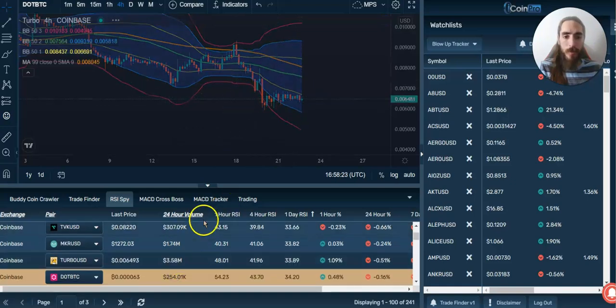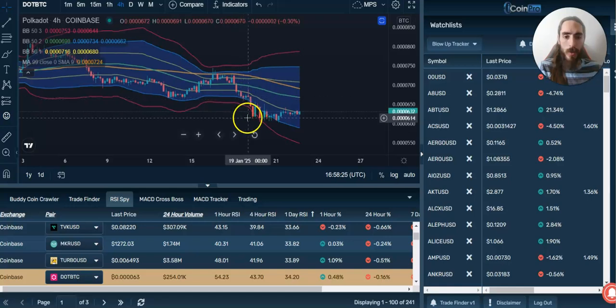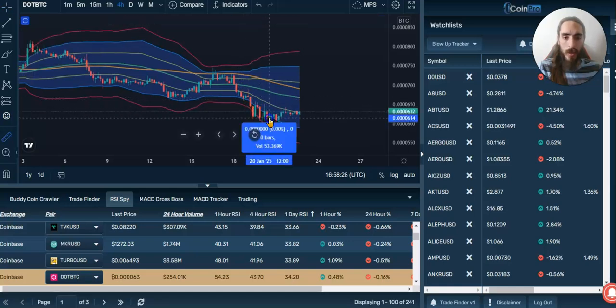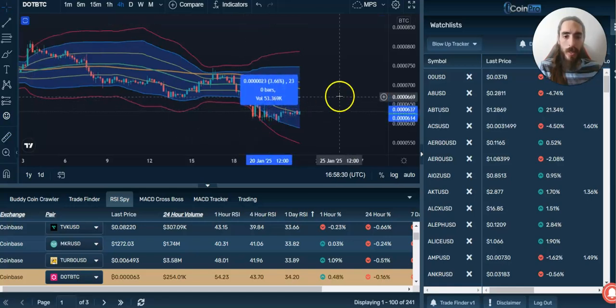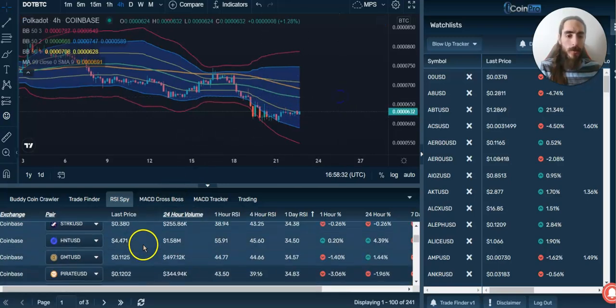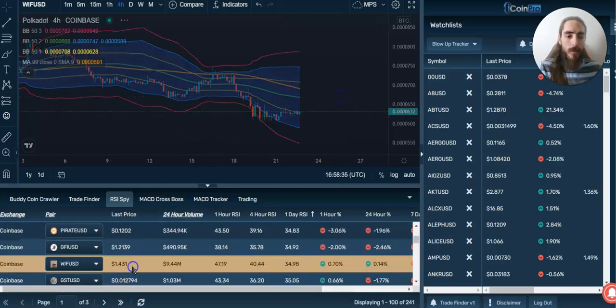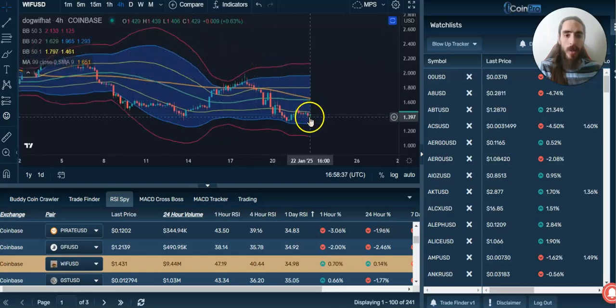So it's very, very easy to find trades. One dip, two dip, three dip. There's your trade. Up to the yellow, that's 3.5%. Okay, so very easy to be able to find trades using the iCoinPro software.